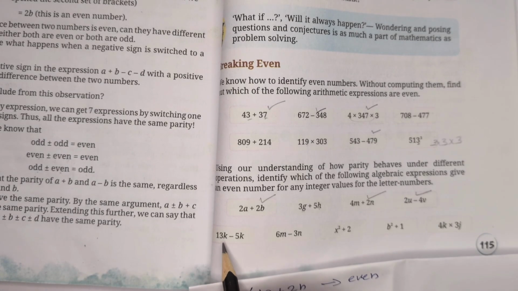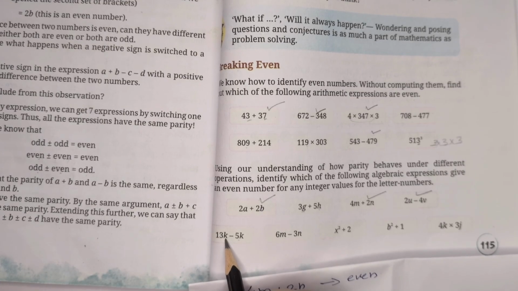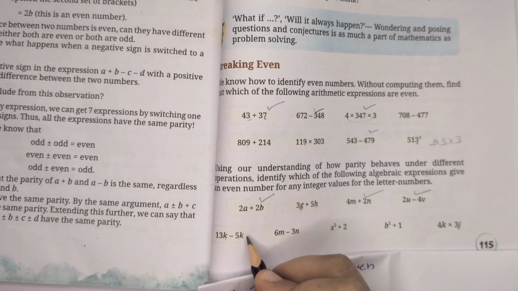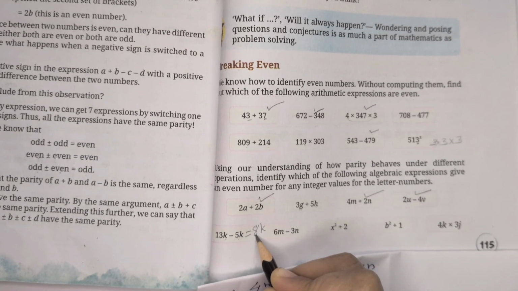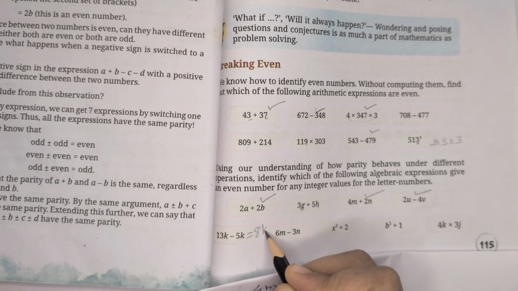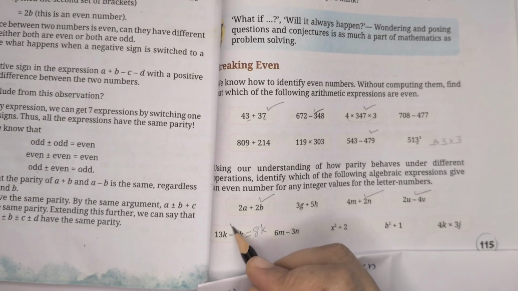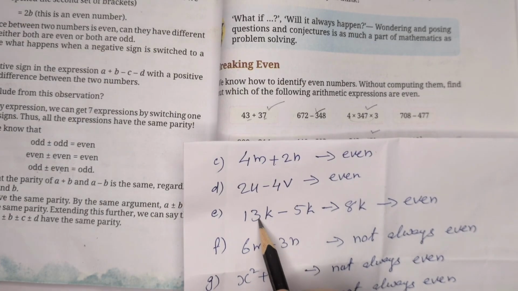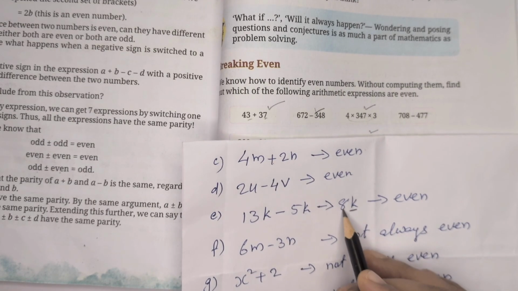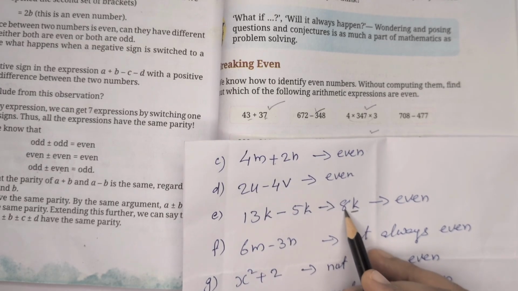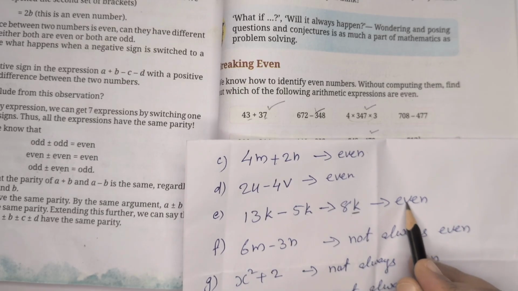Next one here, 13k minus 5k, same variable. So 13 minus 5, which means 8, is equal to 8k. And 8 is an even number. Even number into any number, we will get the result as even. So we can mark that also even. Here 13k minus 5k is equal to 8k. 8 into any number, we will get the product of an even number with an odd or even. We will get the result even.